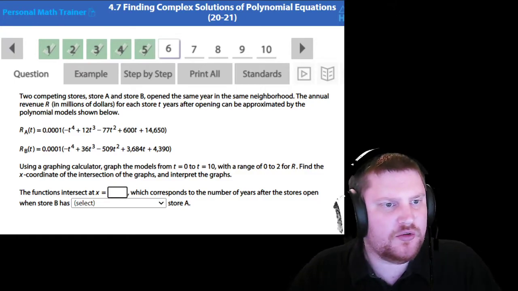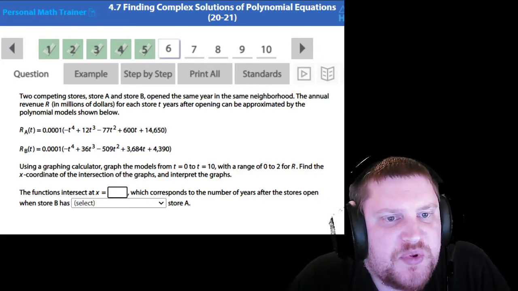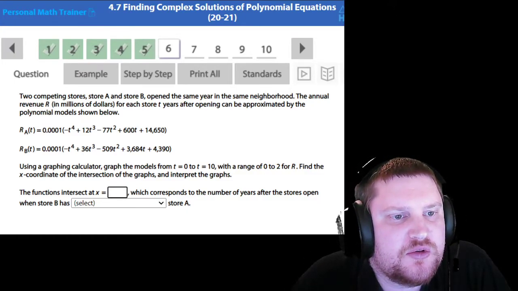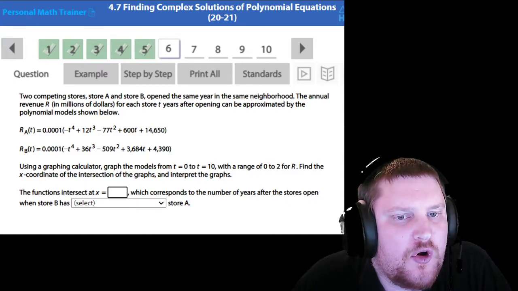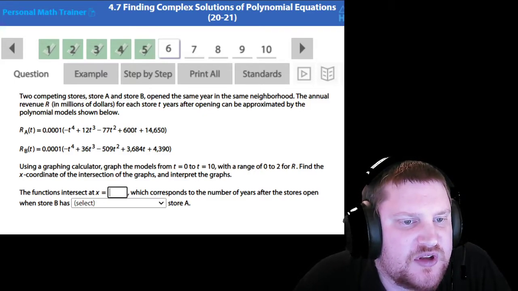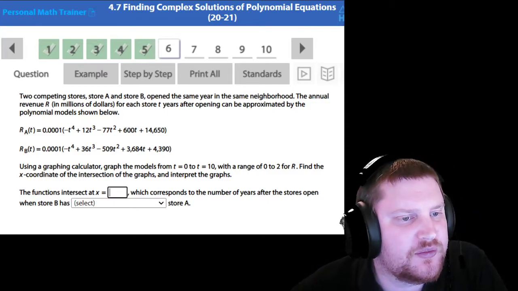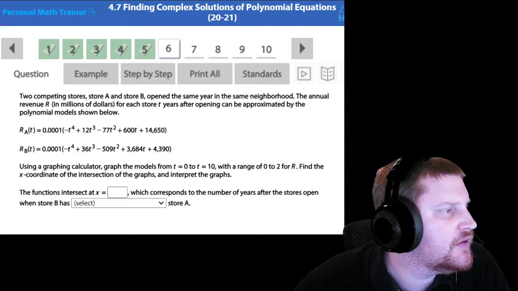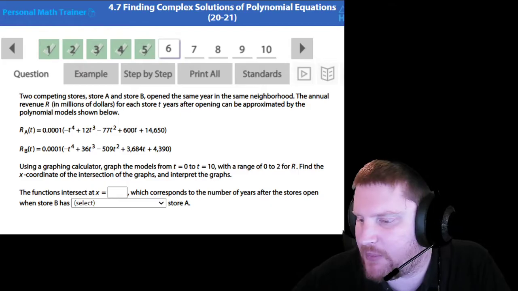Two competing stores, Store A and Store B, open in the same year in the same neighborhood. Annual revenue for each store T years after opening can be approximated by these polynomial models. Using a graphing calculator, graph the models from T equals 0 to 10 with a range of 0 to 2. Find the x-coordinate of the intersection of the graphs and interpret the graphs. Okay. So once again, we'll Desmos this up.